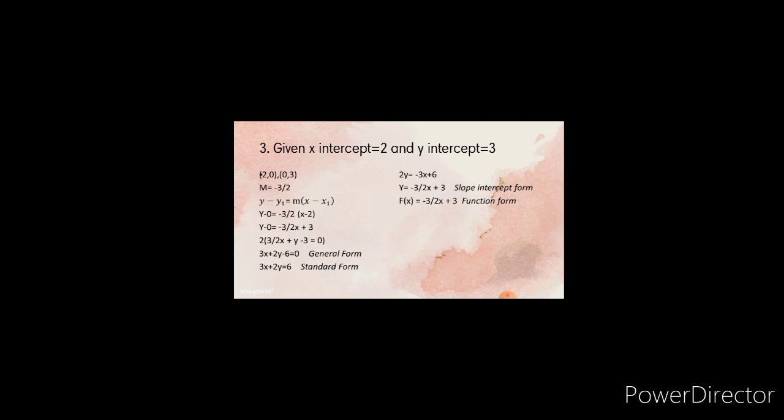Then, to get the slope-intercept form, we will transpose the 3x to the other side. So we will have 2y equals negative 3x plus 6. Then divide both sides by 2. So we'll have y equals negative 3 halves x plus 3. So that is our slope-intercept form. We'll just change the y into f of x so that we will have the function form.